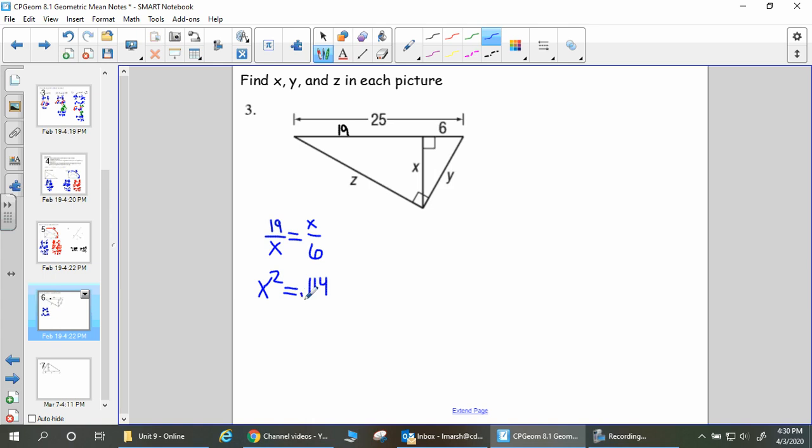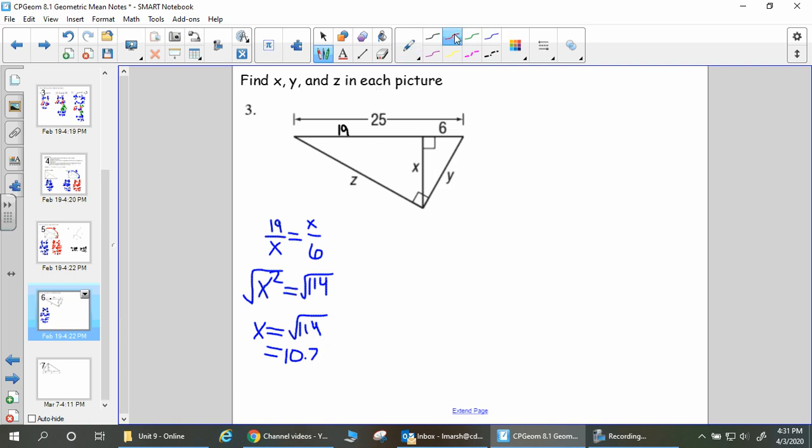You can try and take 114, break it down. Unfortunately, you're not going to find any pairs, and that happens. Not everything simplifies. So when nothing has a pair, the whole square root stays. The square root of 114 is my answer, but then I still need the decimal version. In this case, we're looking at 10.7. And so there's my value of X.